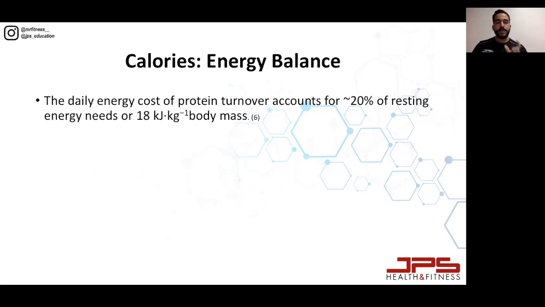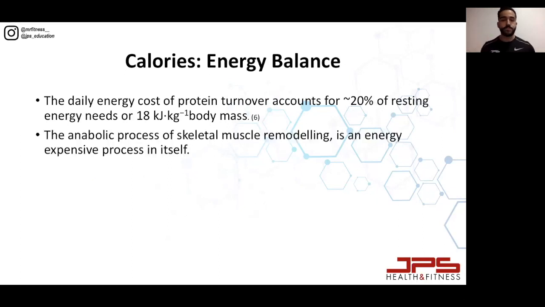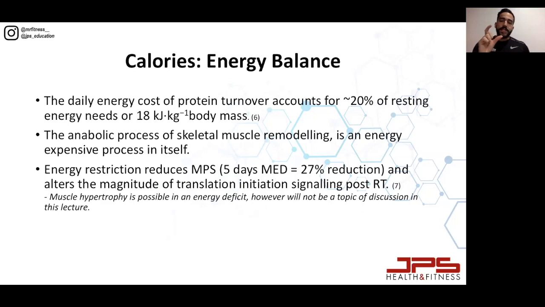Well, we need to understand that the daily energy cost of protein turnover accounts for about 20% of resting energy needs. What this means is that the process of muscle protein synthesis is energy expensive. It actually costs energy to build muscle, and it costs energy to hold onto that muscle. Skeletal muscle remodeling is energy expensive. And if we are in an energy restricted state, even for a short period of time, rates of muscle protein synthesis will be compromised.